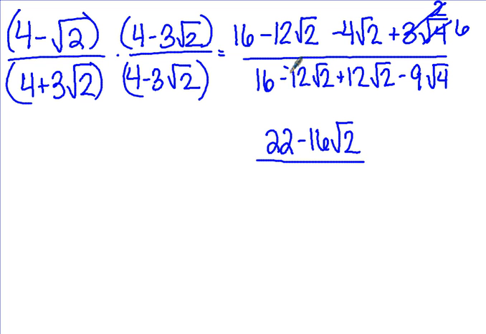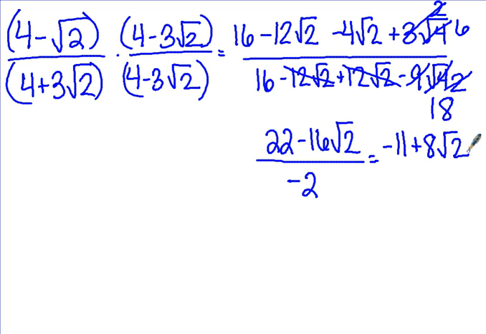In the denominator, negative 12 root 2 and positive 12 root 2 cancel each other out. The square root of 4 is 2. 9 times 2 is 18. So we have 16 minus 18, which gives me negative 2. Now notice, in this problem, all of our constant terms are divisible by 2. So we can go ahead and reduce this by dividing everything through. If we divide through by a negative 2, we can actually cancel our denominator completely out. Negative 2 goes into 22 negative 11 times, and negative 2 goes into negative 16 8 times. So we're actually left with negative 11 plus 8 root 2, just by simplifying each term.